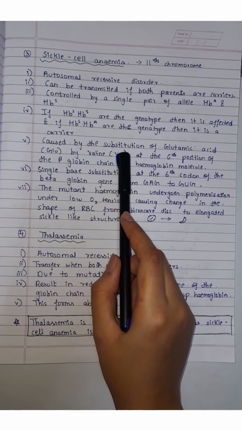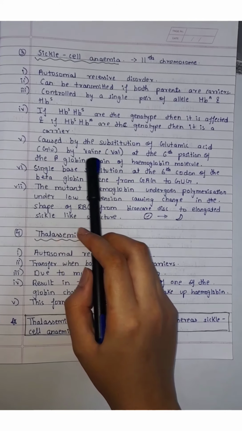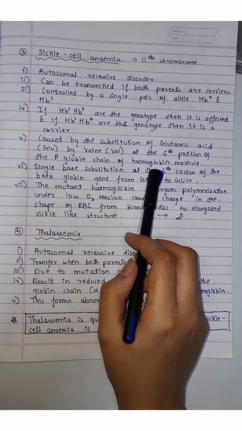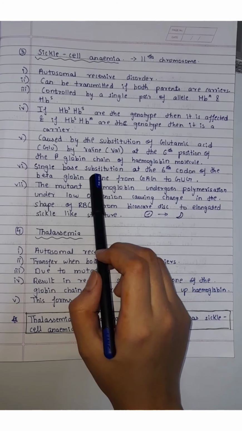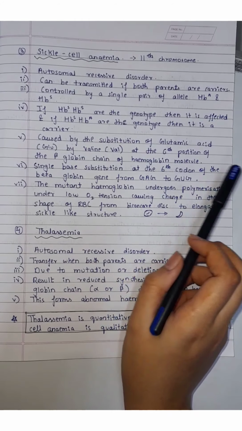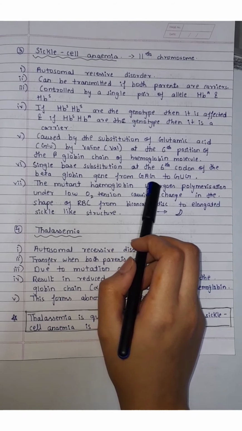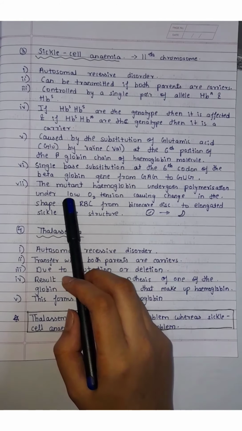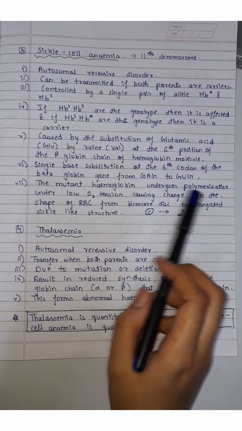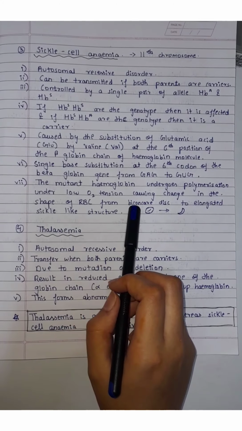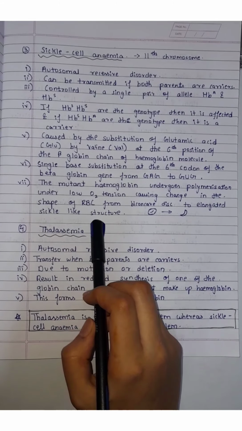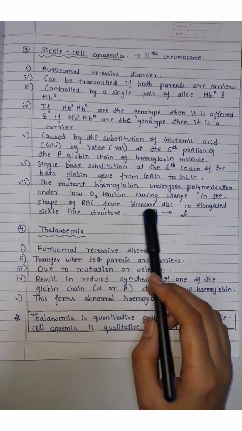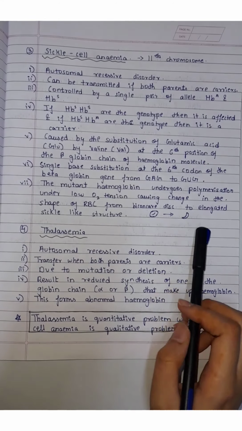It is caused by the substitution of glutamic acid by valine at the 6th position of the beta globin chain of the hemoglobin molecule. Single base substitution at the 6th codon of the beta globin gene from GAG to GUG. The mutant hemoglobin undergoes polymerization under low oxygen tension, causing the change in shape of the RBC from biconcave disc to an elongated sickle-like structure. That is, the RBC structure changes from biconcave to sickle-shaped.